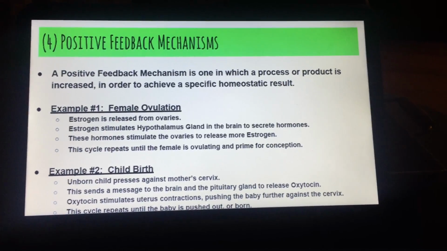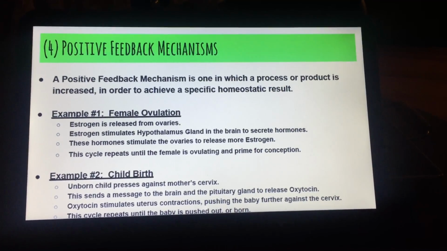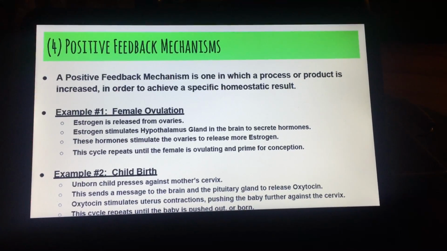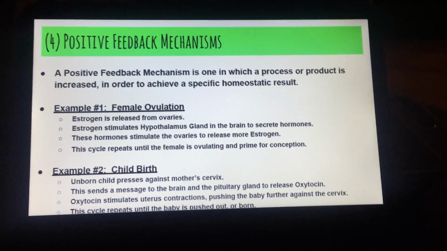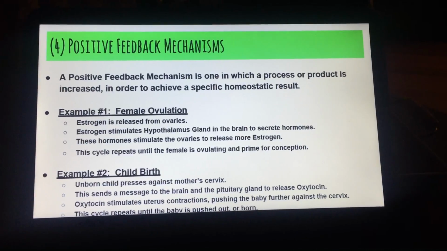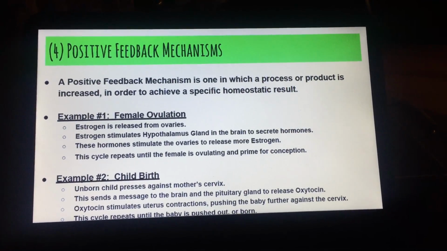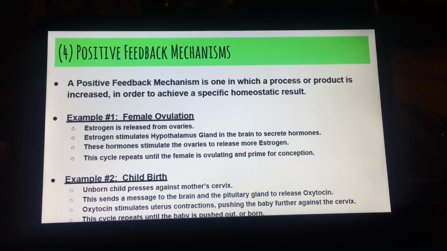Now I'm going to give a little disclaimer. The majority of homeostatic responses in our body are not based on or involving positive feedback mechanisms. They are just simply less common, and we see them more often in processes, especially with reproduction.